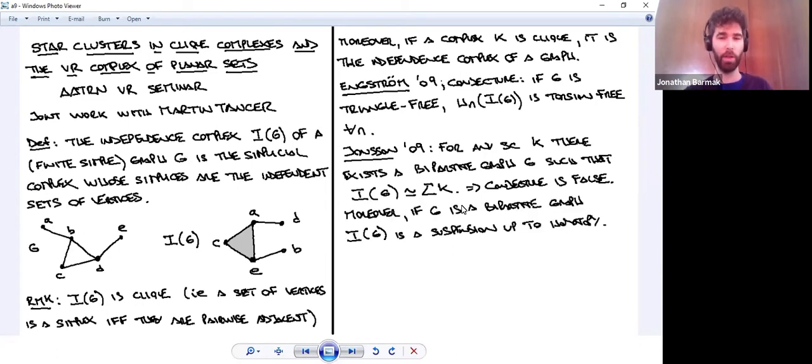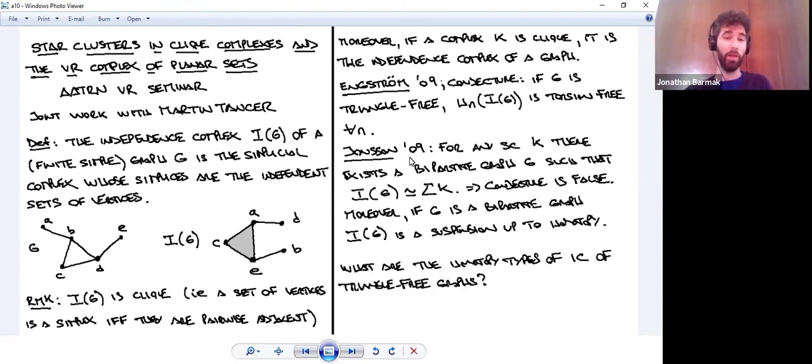And in fact, Jacob proved the other direction: if you have a bipartite graph, the independence complex is always a suspension up to homotopy. So he classified the homotopy types of independence complexes of bipartite graphs. They are suspensions. It's a big class, but this is it. After this classification, if we go back to the original question by Engström, we can ask: what are the homotopy types of independence complexes of triangle-free graphs? They will contain all the suspensions, but in principle, there could be something else there.